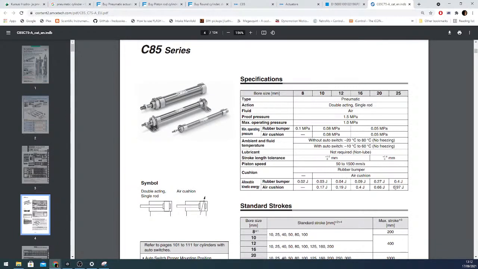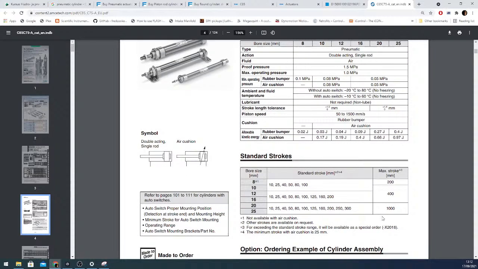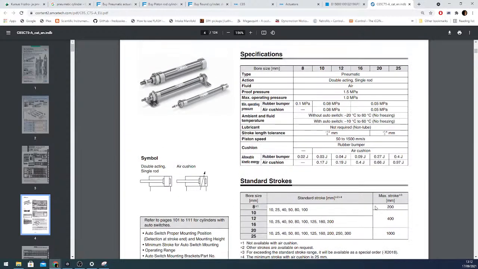And if we have some cylinder specifications that are not regular, usually the manufacturers are able to produce custom cylinders too. For example, the maximum stroke length here is 1000, but if we actually need 2000 millimeters, it may be possible. You can make a custom order too.